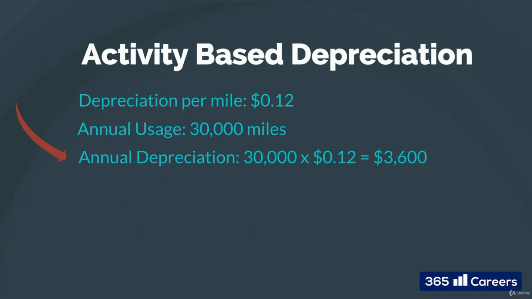If we hypothesize that at the end of the current year the vehicle will have 30,000 miles on its odometer, the company will have to use this number to obtain the depreciation expense that will be registered in the income statement. It will be equal to 30,000 miles multiplied by 0.12, which equals $3,600. By using this method, the company agrees to calculate the vehicle's depreciation according to the number of miles that it has been driven.